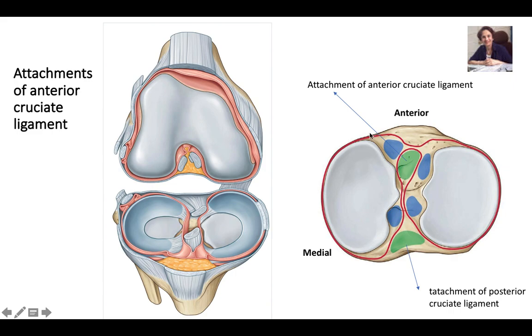Now attached to the intercondylar area are the two cruciates which are marked in green. The one which is placed anteriorly near the tibial tuberosity is called anterior cruciate ligament, and this is posterior cruciate ligament. So that is why we say that they are named anterior and posterior due to their attachment on the intercondylar area of the tibia.